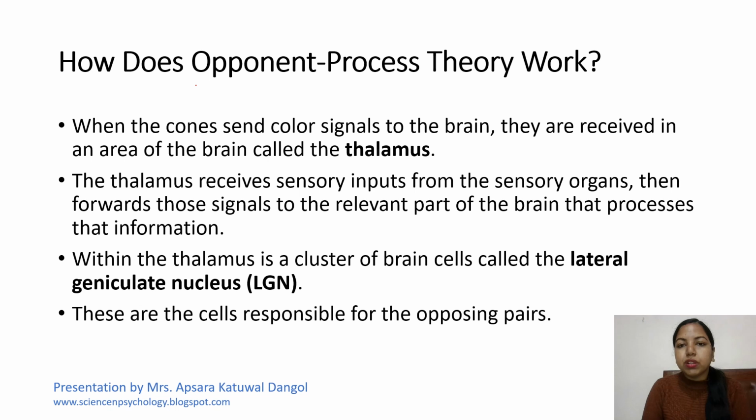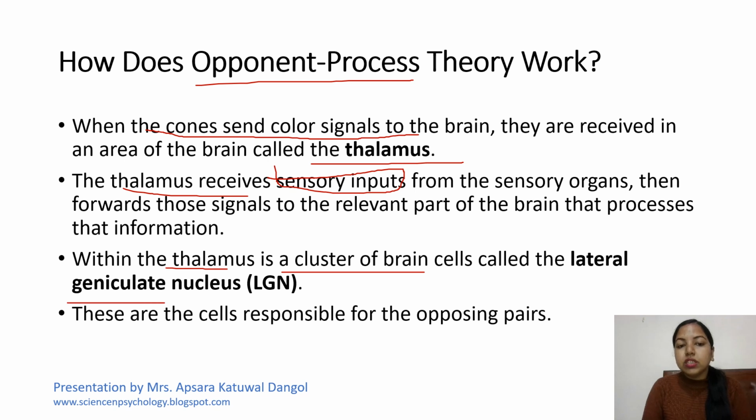How does opponent process theory work? When the cones send color signals to the brain, they are received in the area of the brain called the thalamus. The thalamus receives sensory input from the sensory organs, then forwards those signals to the relevant part of the brain that processes that information. Within the thalamus, there is a cluster of brain cells called the lateral geniculate nucleus. These cells are responsible for opposing pairs.